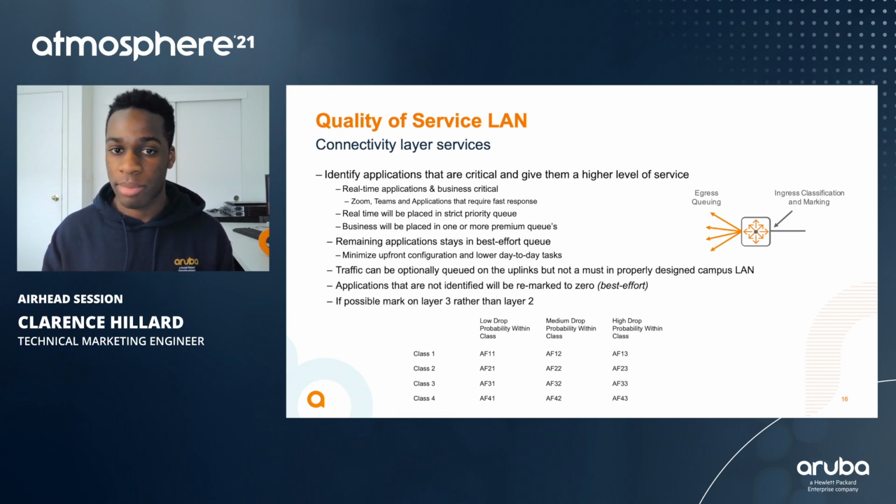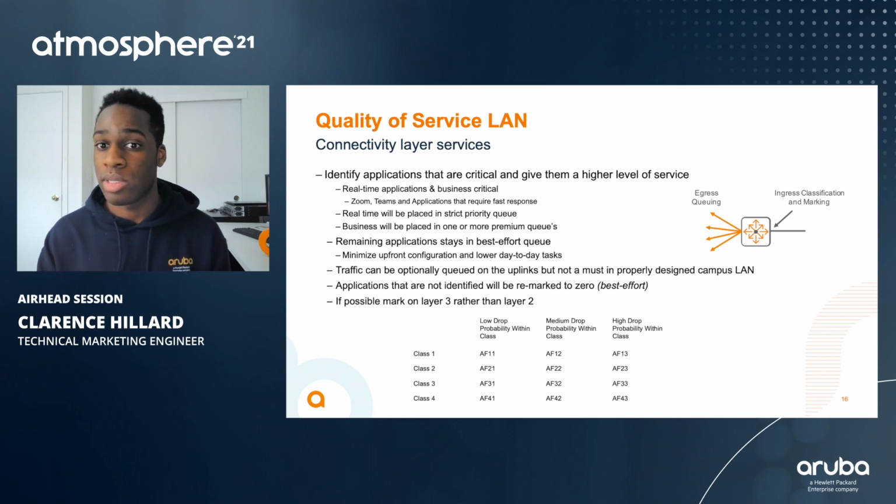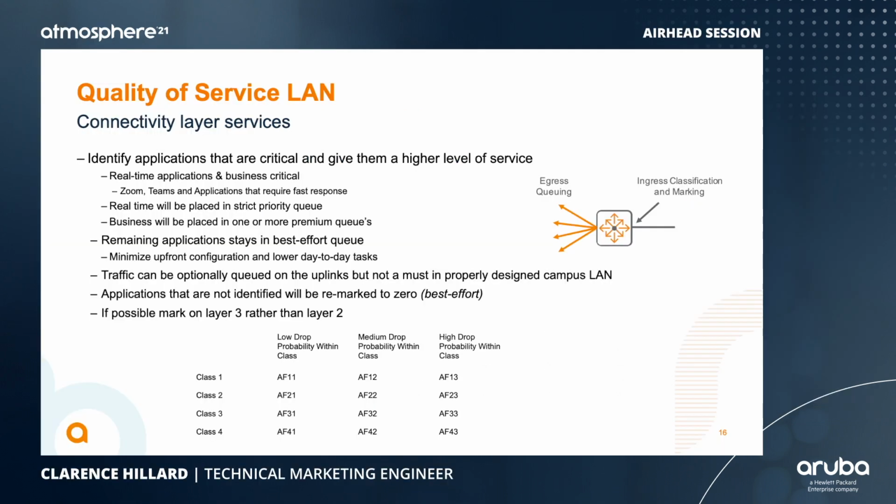All your real-time applications are going to have to be placed in a strict priority queue, or EF, expedited forwarding. And then anything else that's more business premium, like let's say Office 365 or something along those lines, you're going to want to place in a premium queue. So things that your business needs to run, but isn't as high of a priority as real-time applications. Then everything else will remain in the best effort queue. Any other remaining business applications will be best effort.